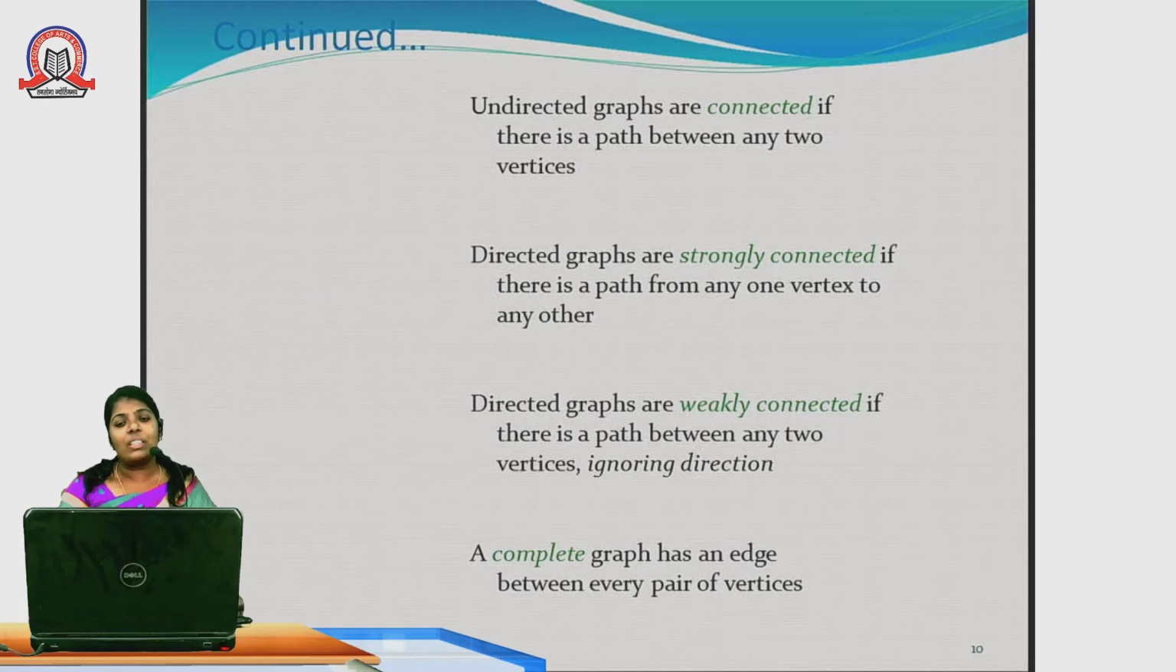Now the next one is a complete graph, which has an edge between every pair of vertices. So for every pair of vertices, an edge will be there. That is called a complete graph.